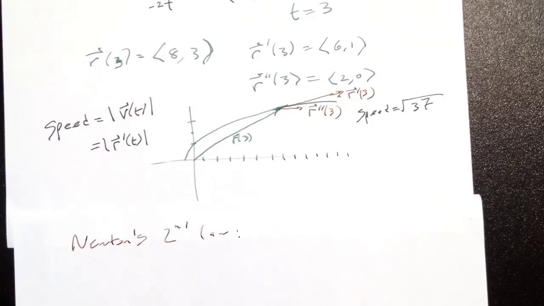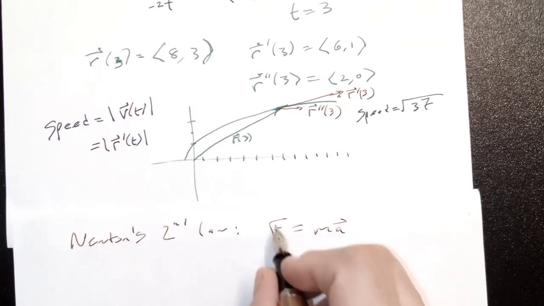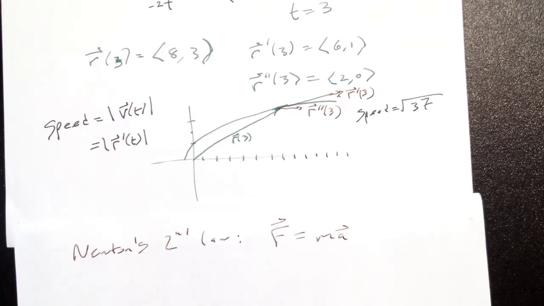What's Newton's second law? If a is an acceleration vector, then force must be a vector too. So there's my actual concrete connection here. It's not that it's faster, it's quite literally harder. It's pushing on you harder.